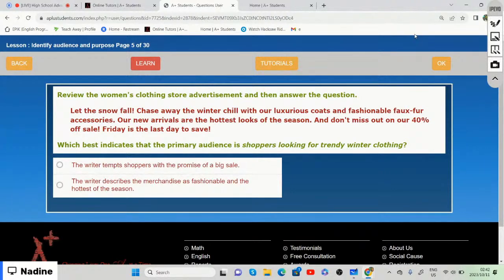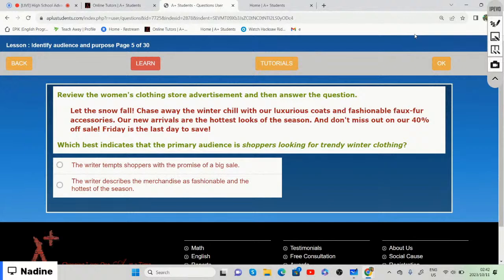So now we are going to review the women's clothing store advertisement and then answer the questions. Let the snow fall, chase away the winter chill with our luxurious coats and fashionable faux fur accessories. Our new arrivals are the hottest looks of the season, and don't miss out on the 40% off sale. Friday is the last day to save.